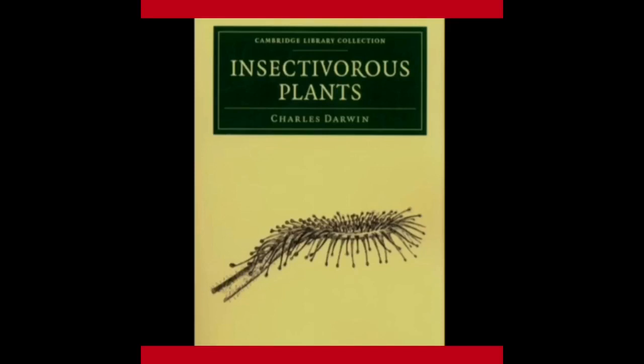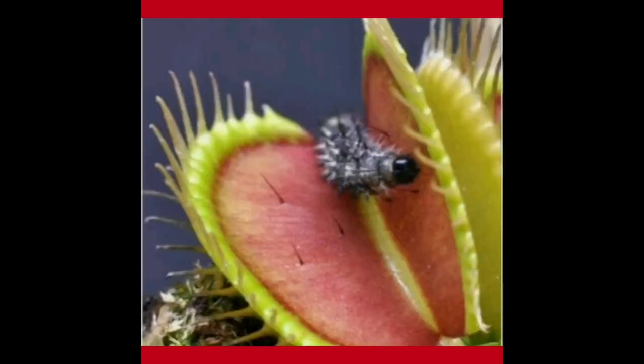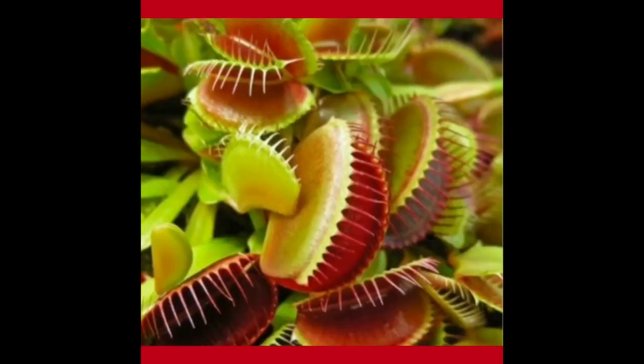Insectivorous plants. Believe it or not, there are some plants that eat insects too, like pitcher plant and flytrap. Why do they eat insects? The soil where they grow is deficient, meaning insufficient in minerals. So, these plants trap insects to fulfill the requirement of minerals.